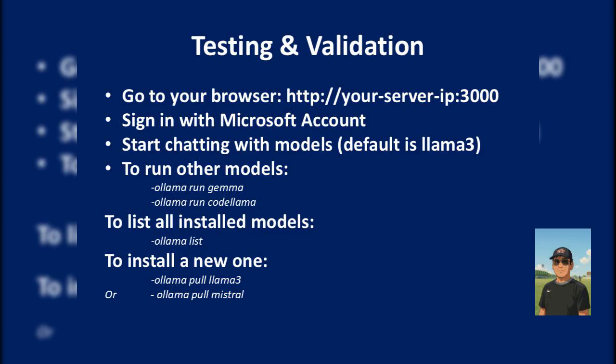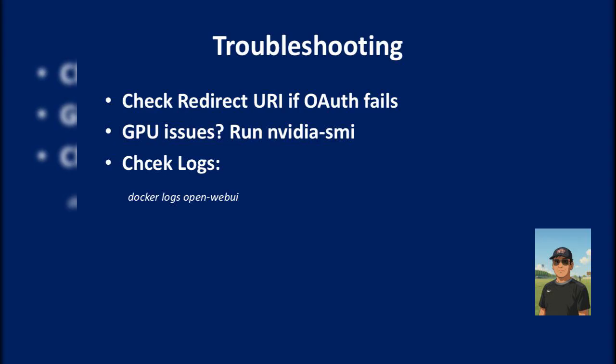For troubleshooting, check the redirect URI if OAuth fails, run NVIDIA SMI for GPU issues, and check logs for WebUI to resolve any problems. Enjoy the benefits of a private, secure AI chatbot with GPU acceleration and Microsoft OAuth security. Explore other models like Mistral and set up HTTPS for enhanced security.